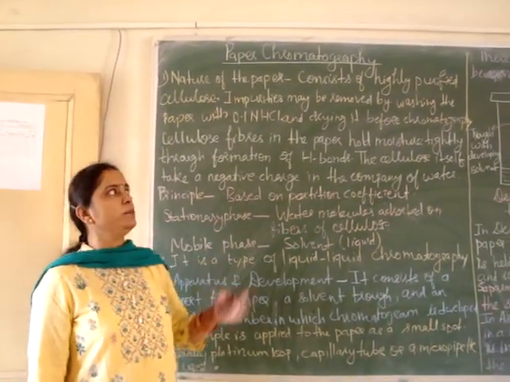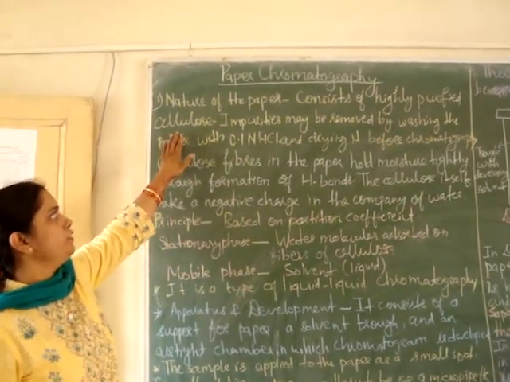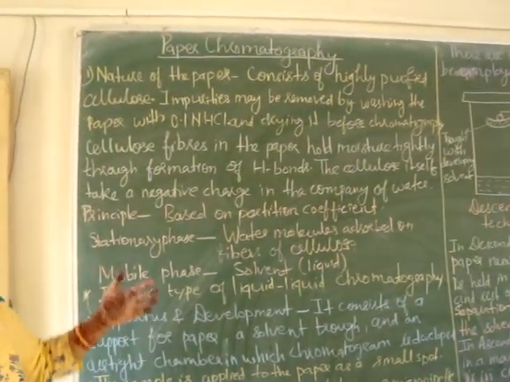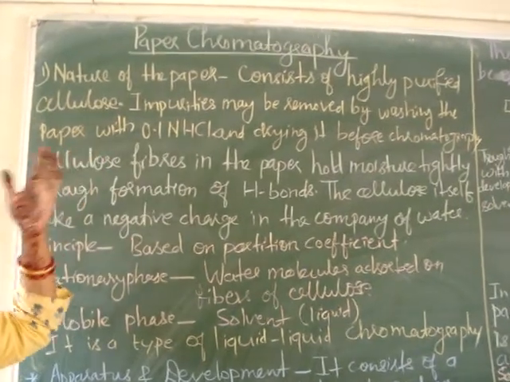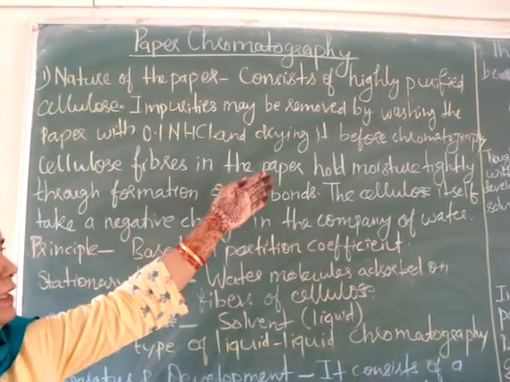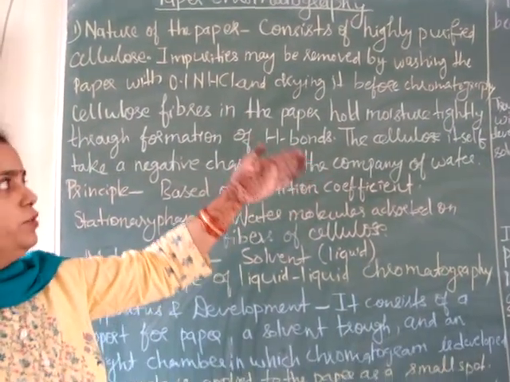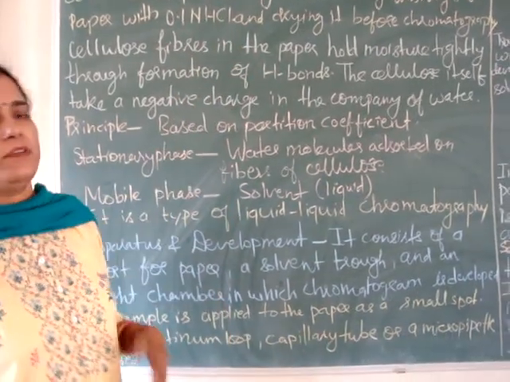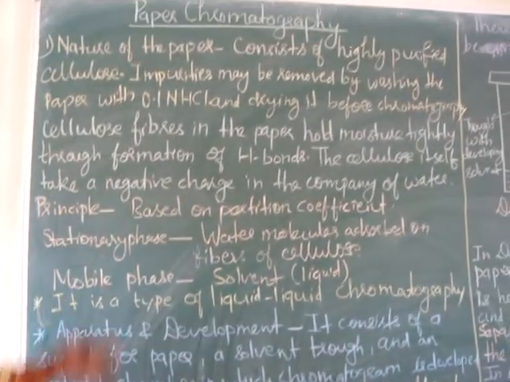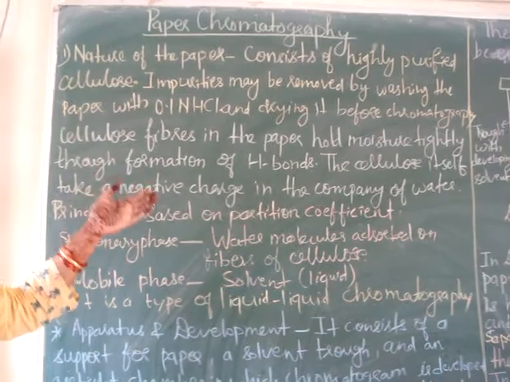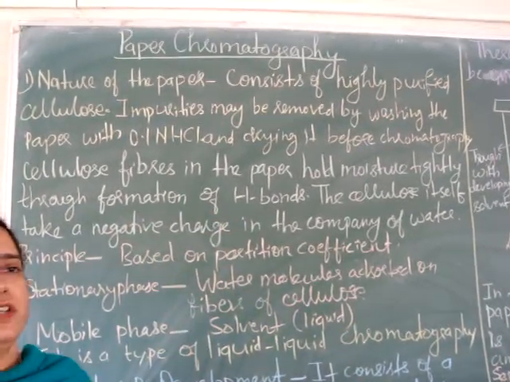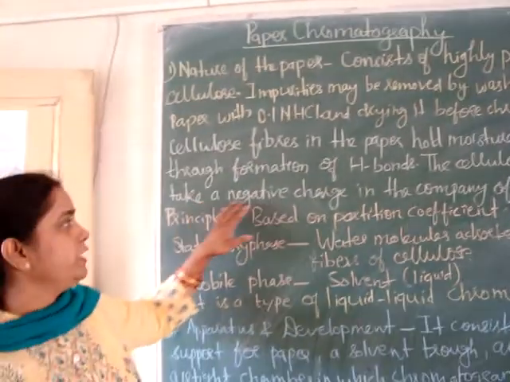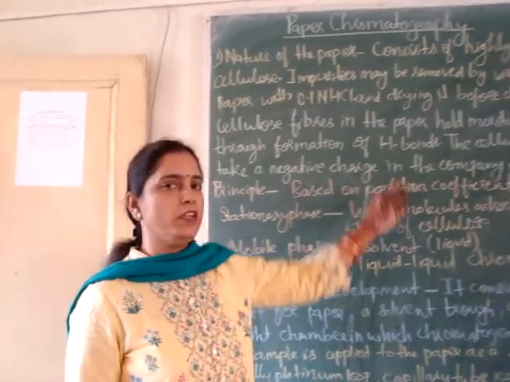Paper is made up of, or consists of, highly purified cellulose, and impurities may be removed by washing the paper with 0.1 normal HCl. Before using this paper, we dry it after the washing. The cellulose fibers in the paper hold moisture tightly through the formation of hydrogen bonds, and the cellulose itself takes a negative charge in the company of water.